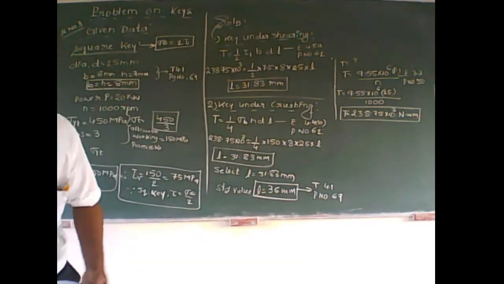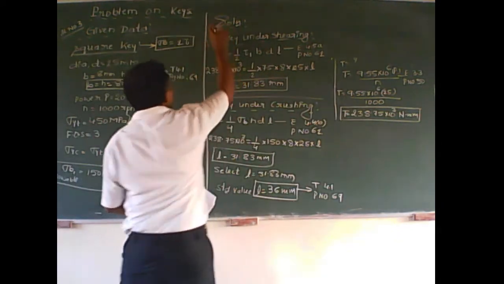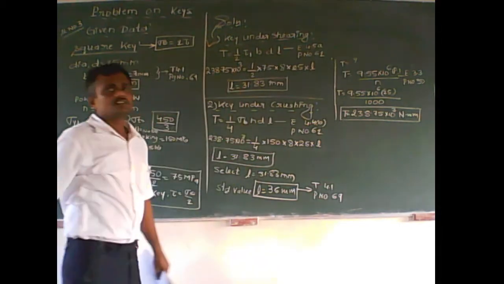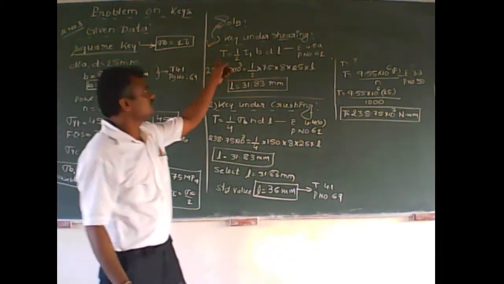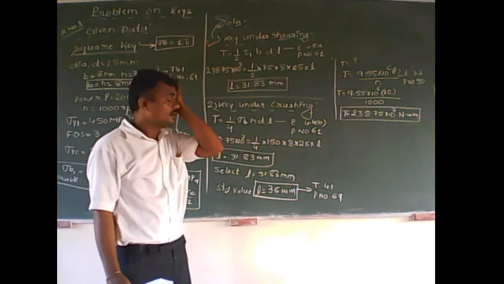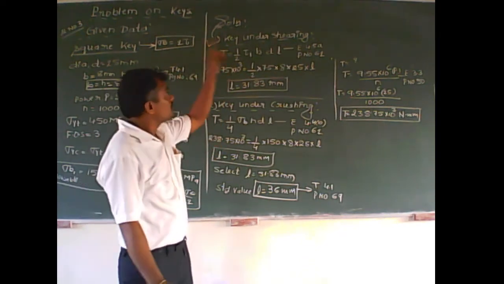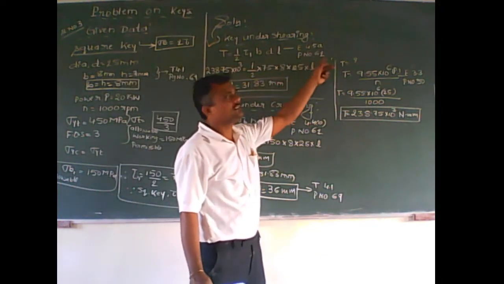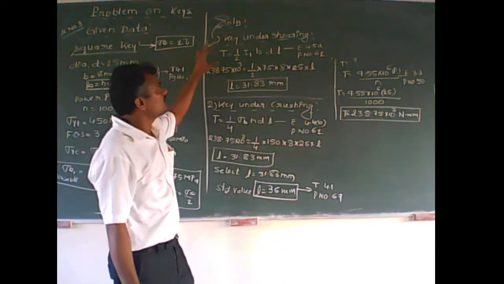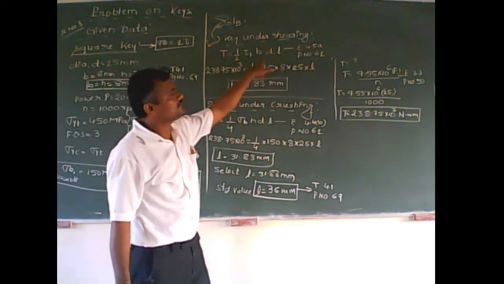First we have to take this one. First we have to take the key under shearing. So in that I can use this equation, that is T is equal to half into tau 1 into BDL. Equation number is 4.58, page number is 62, where you have to check whether all these values are given.